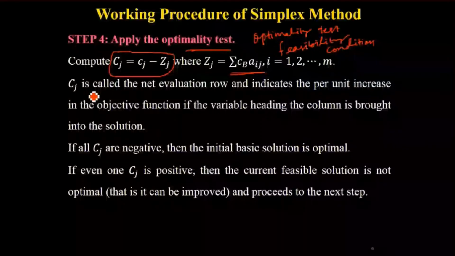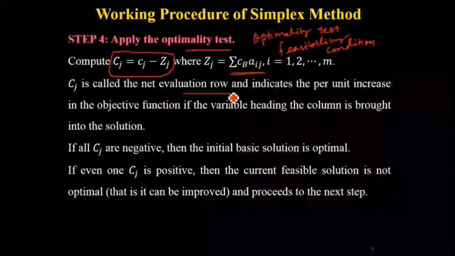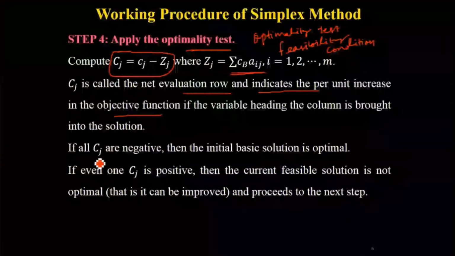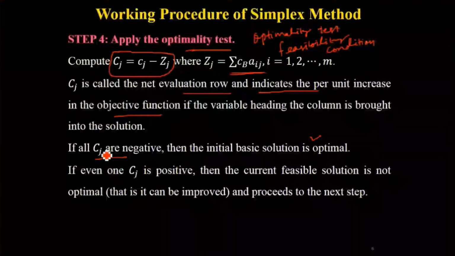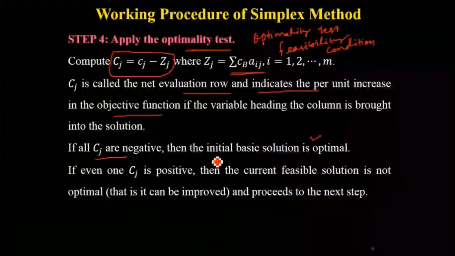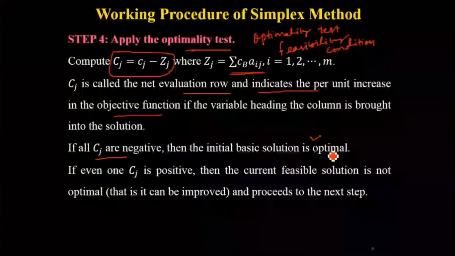Capital Cj is called the net evaluation row, and it indicates the per unit increase in the objective function if the variable heading the column is brought into the solution. If Cj are negative, then the initial basic solution is called optimal. This is in the case of a maximization problem: if Cj is negative, then the solution will be optimal.